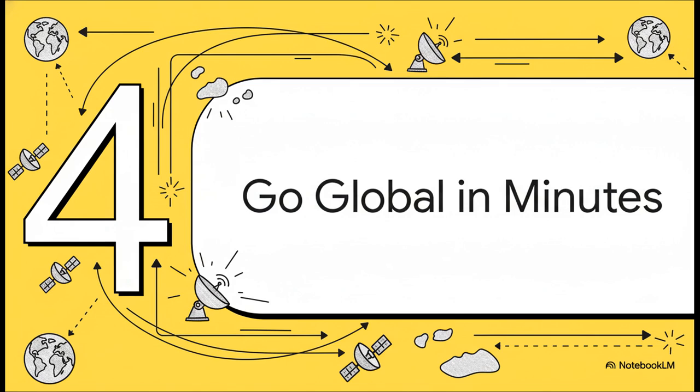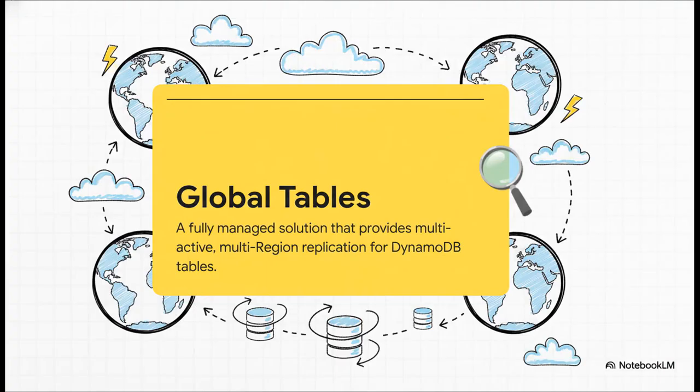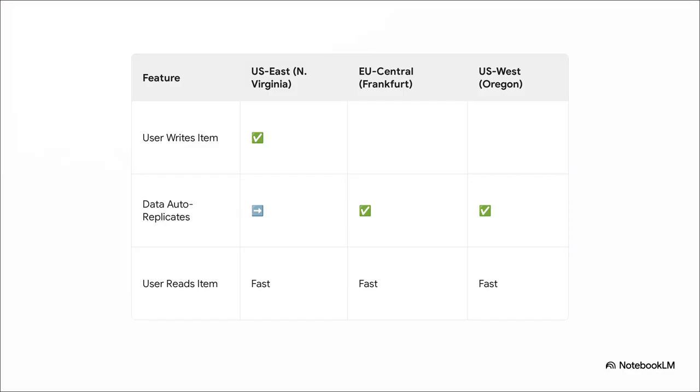All right, we've covered speed, we've covered flexibility. Now let's tackle the last big hurdle for modern applications: geography. How do you serve a global user base and give every single person that same amazing low latency experience? The answer is global tables. And honestly, this feature is just a total game changer. It's a fully managed system that copies your table across multiple AWS regions around the world, and it turns it into what's called a multi-active database.